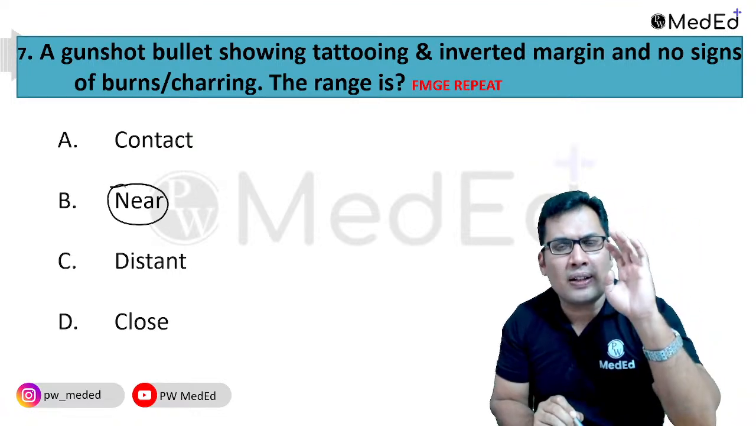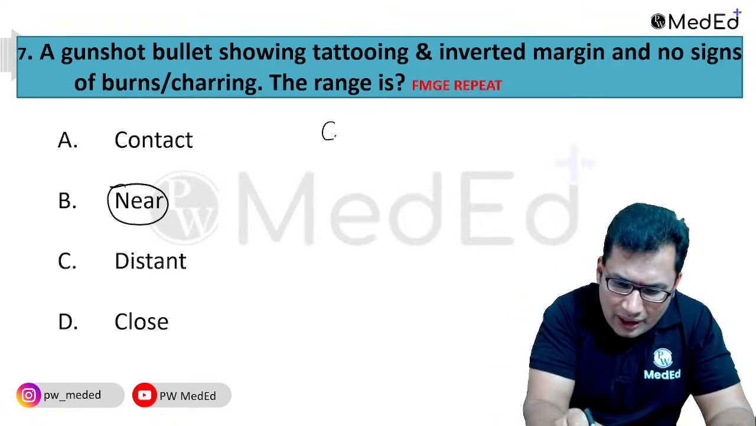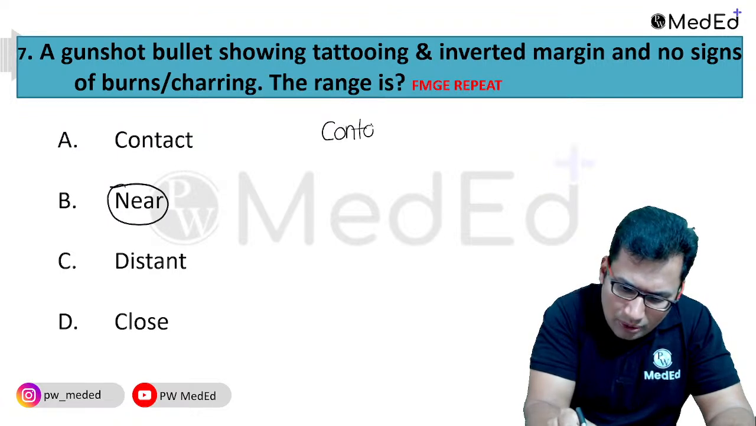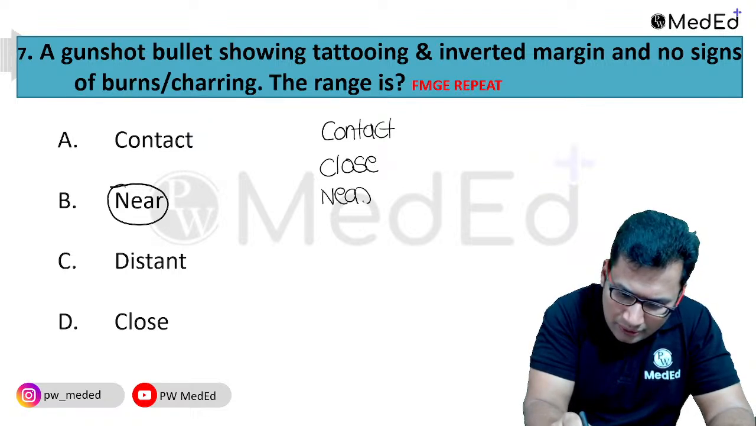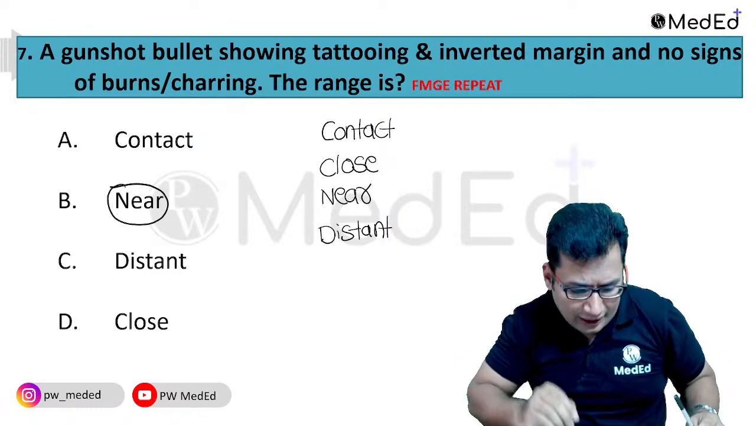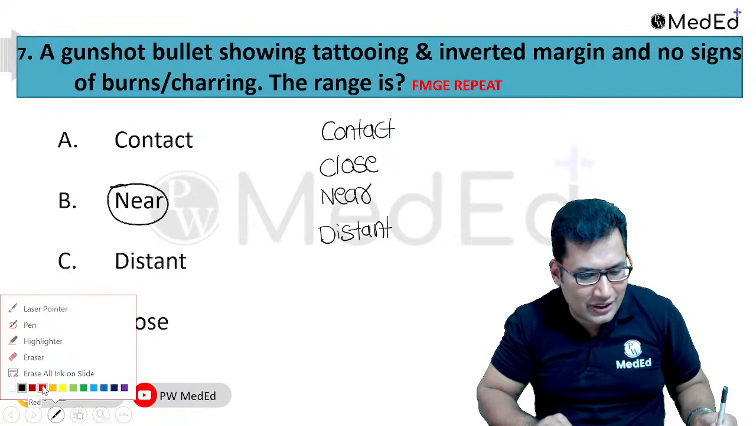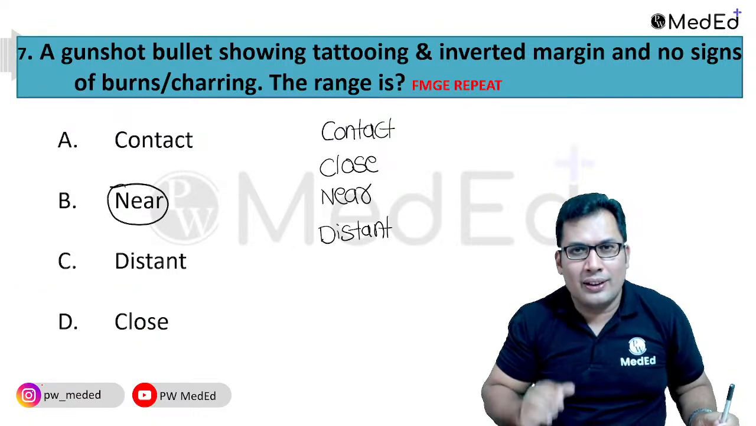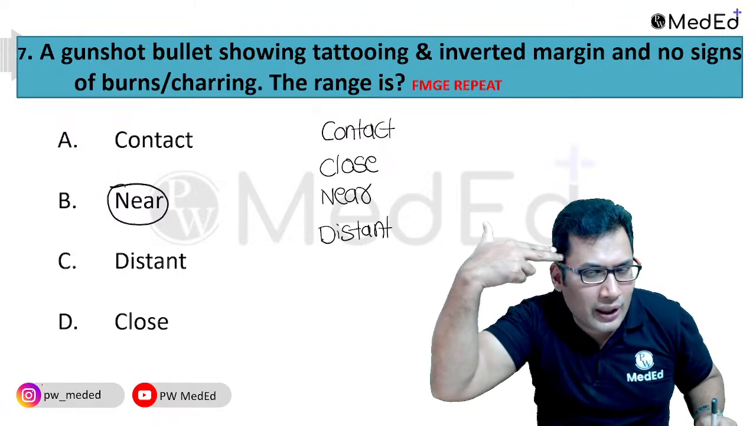Let me discuss the 4 ranges. The first one is the contact range. Second is the close range, then near range and distant range. Let's see what the features of contact range are. Anyone can guess? Say for example, this is a pistol. So this is the contact range.